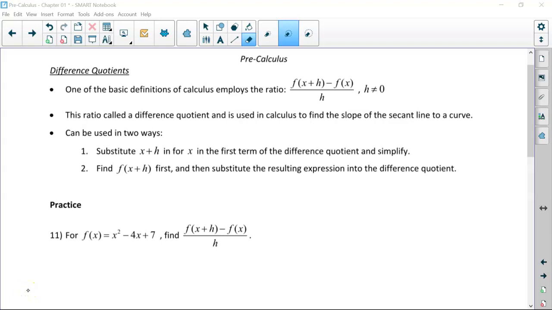Welcome back. We're talking about difference quotients today. This is in section 1.8, but it's actually covered a little bit earlier in the book, but I thought we needed to have more practice with functions to work with it. Now this is used in calculus to calculate the slope of the secant line to a curve. So that's something you'll be seeing a lot, and it's all about substitution.